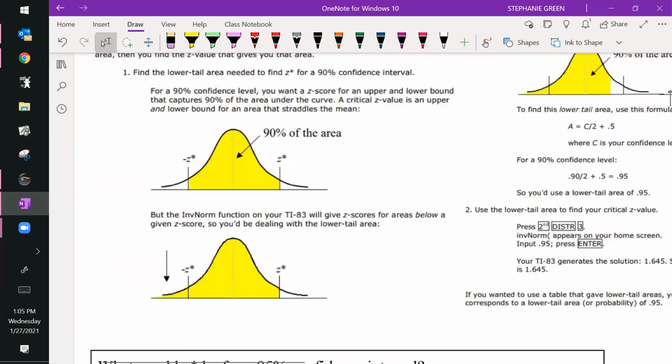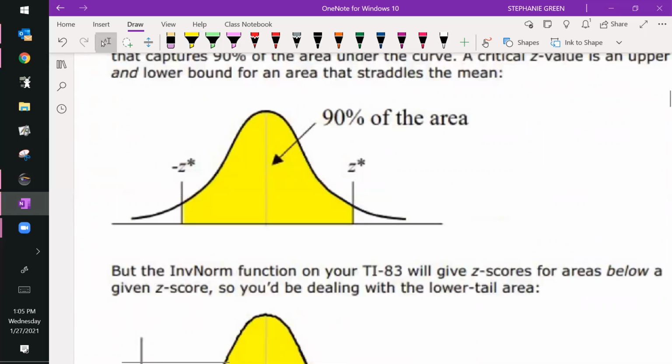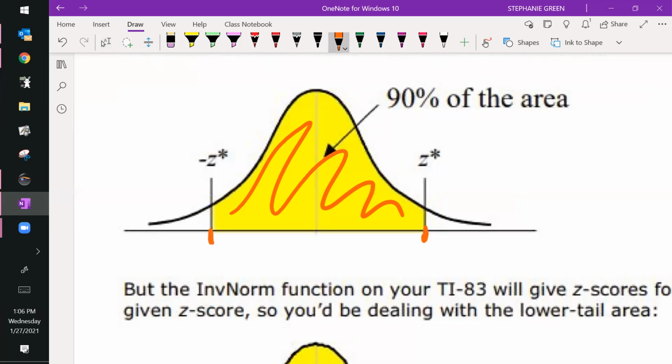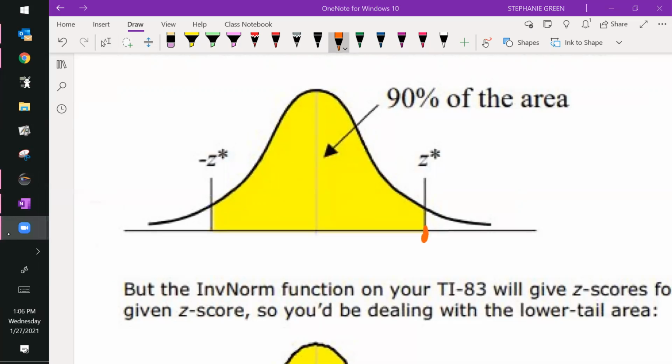So if we're looking for a 90% confidence interval, this is what we're looking for. We are looking for the values here and here, which contain 90% of the data. So Z star refers to what these values are here and here at the boundaries in the standard normal curve, because in the standard normal curve, one standard deviation is 1. So to figure this out, we can do a couple of different things. We can use our standard normal table, or we can use a calculator.